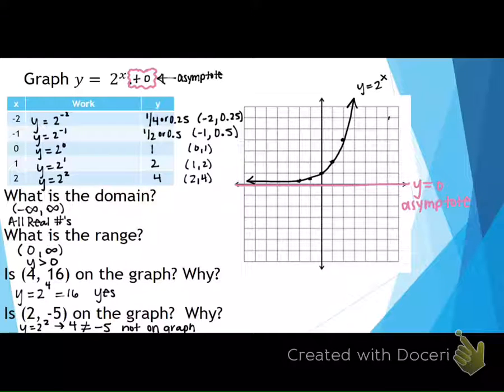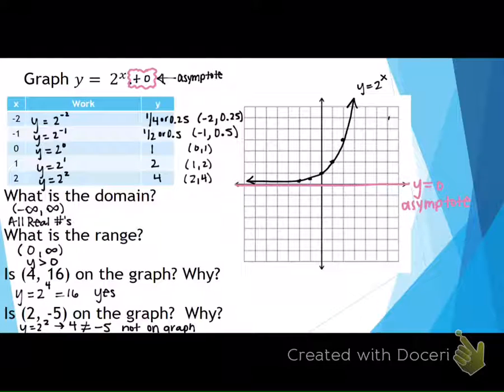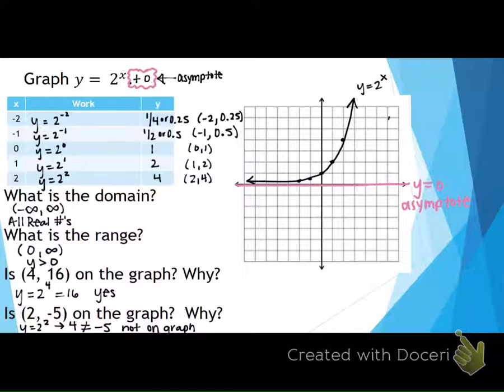Jordan, I lost you at the last part? These two? Okay, so what I looked at is I just looked at the x value and I plugged it into the original problem. And I saw if my output came out as that. So we did 2 to the 4th, which is 16, so that is on the graph. And when you do 2 squared, it's actually 4. You don't output negative 5. They're saying the output should be negative 5, but it's actually 4, so those two are not the same thing, so that's why that one's not on there.